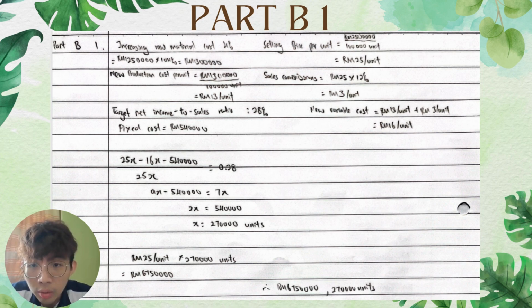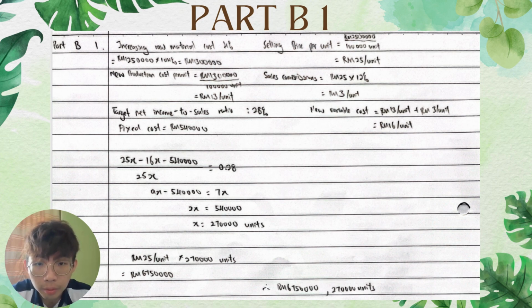So 1.25 million times 104% to get the new material cost. Then the new production cost is using the new material cost divided by the products to be produced in the period. So it is 13 per unit. So the selling price per unit is 25 ringgit per unit, and the sales commission is using the selling price times 12%.